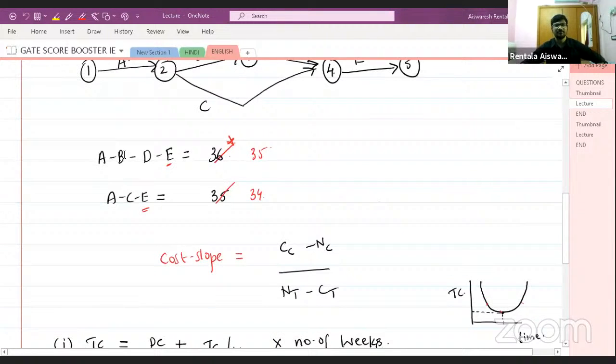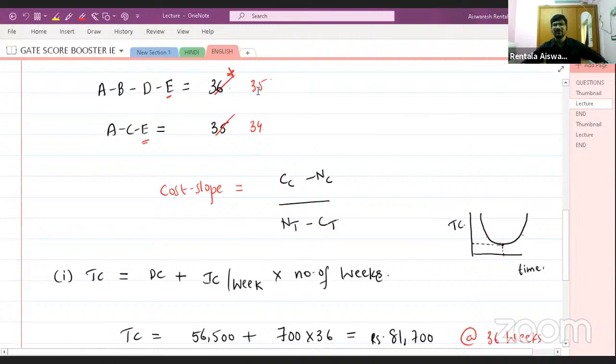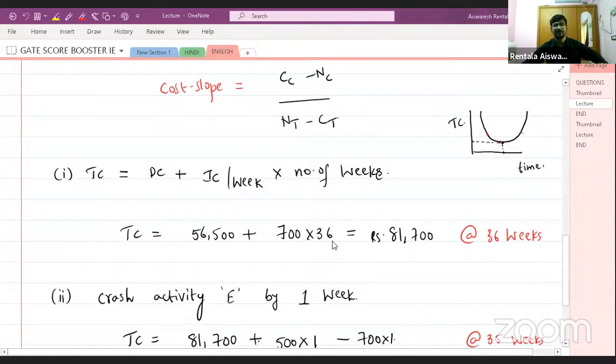But now you can see, what is your completion time of the project? Only 35 weeks, right? So if it is only 35 weeks, what will be the indirect cost? The indirect cost should be only 35 into 700. But previously, 35 into 36 into 700 is included.